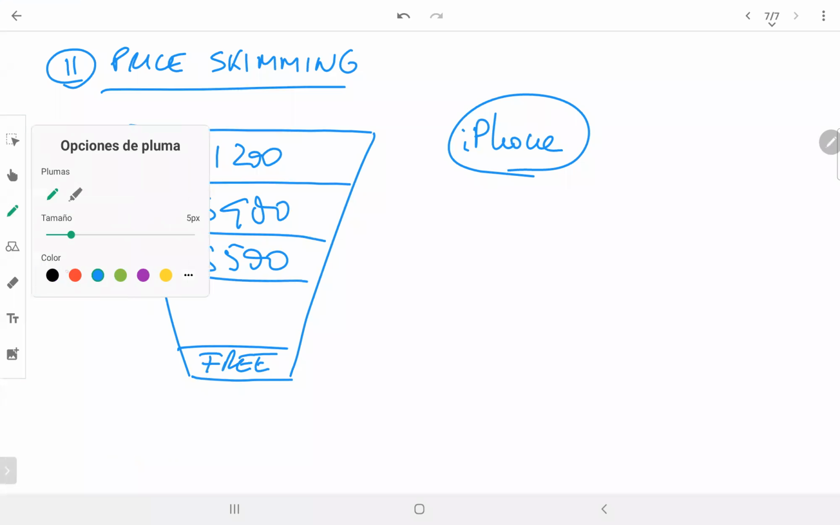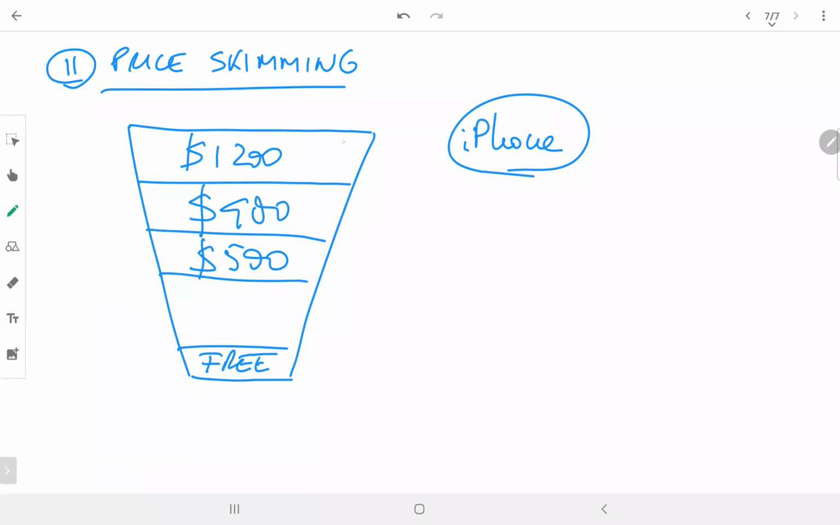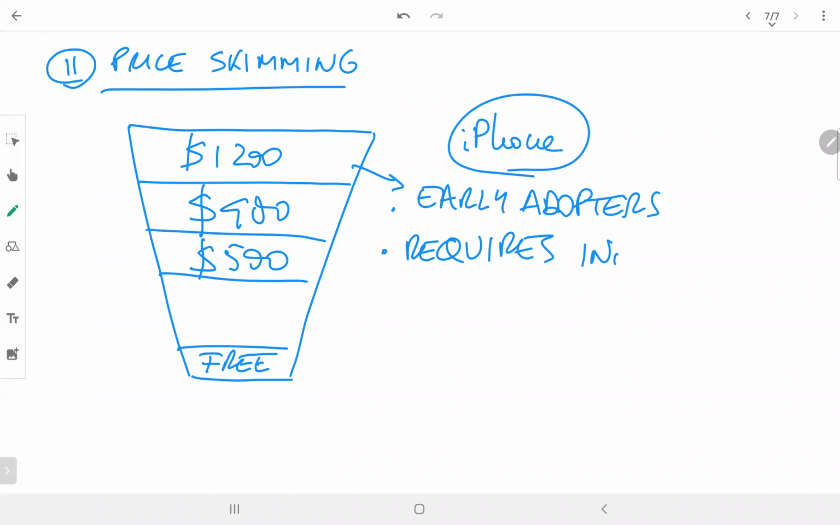But what does this need? Well, this is targeting initially early adopters. And it requires constant innovation, right? Because you need to come up with the next big thing. So the previous model, you can start selling it slightly cheaper.